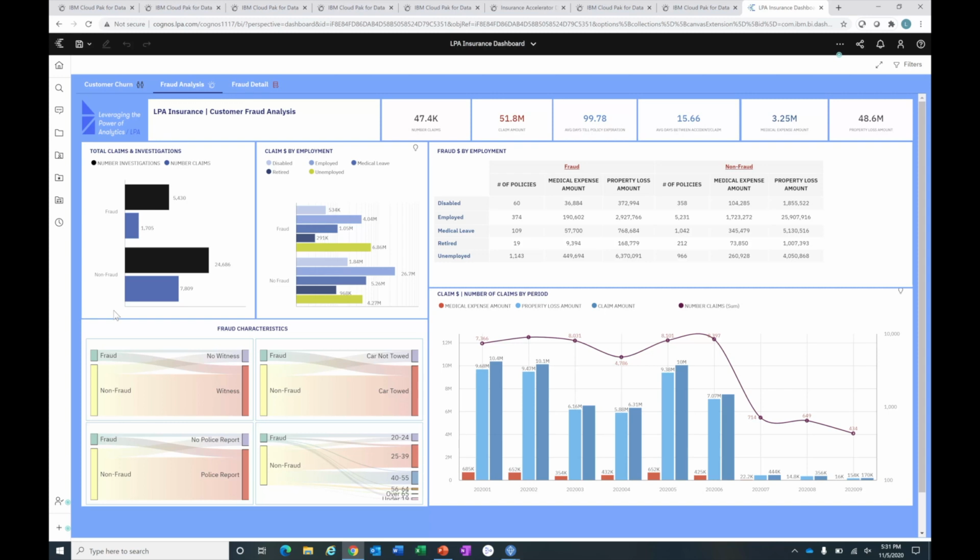Again, this is our prediction. So we can see the predicted fraud versus number of investigations. We can compare that to the rate of investigation for our predicted non-fraud.